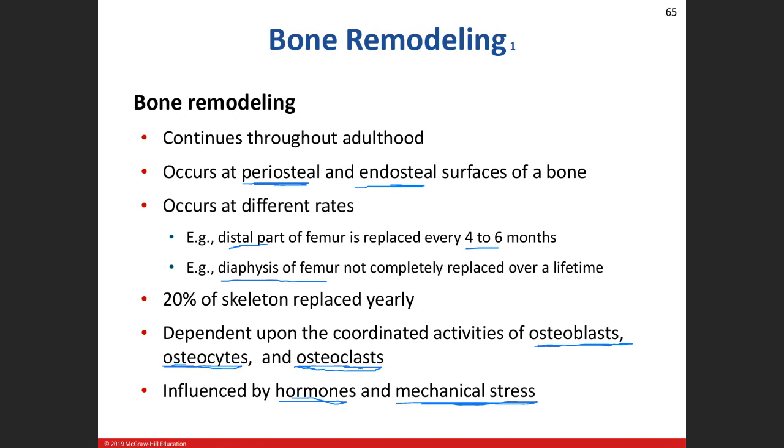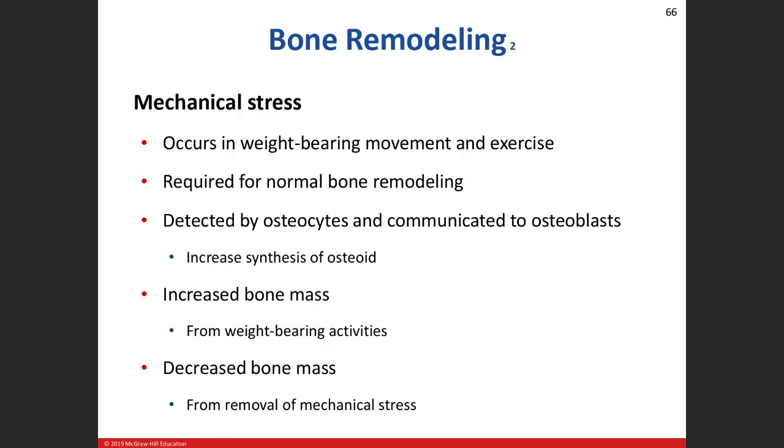Okay, so let's talk about the things that influence bone remodeling. I'm going to start off with the easier one first, the mechanical stress. When we deal with mechanical stress, think two things: weight-bearing movement and exercise. And this is why our astronauts in space have to work out. They're in zero G, and they've done a study.